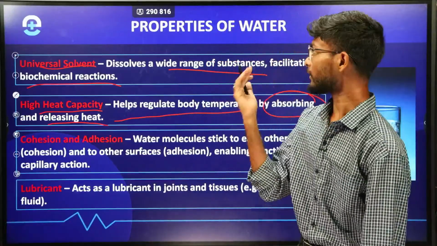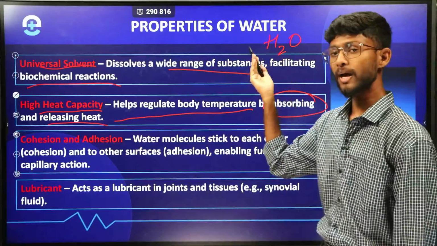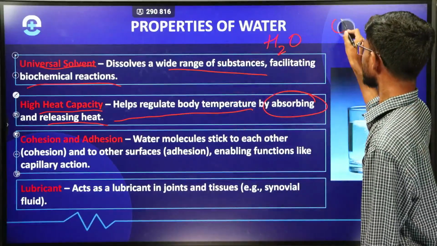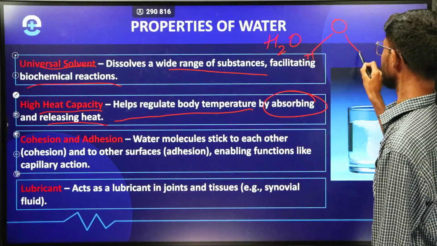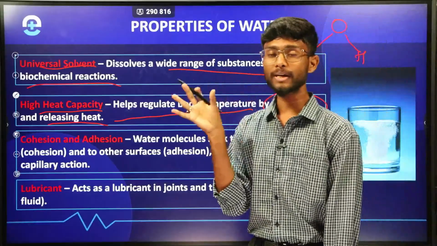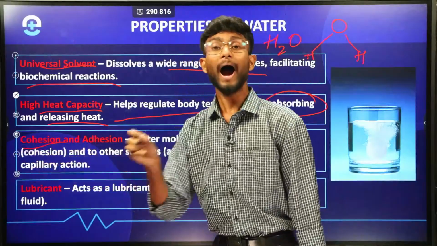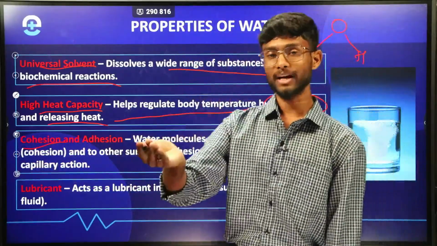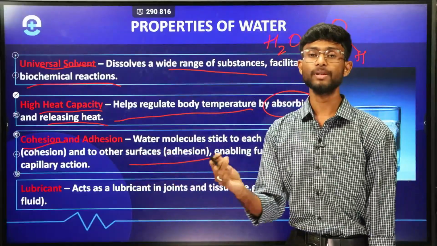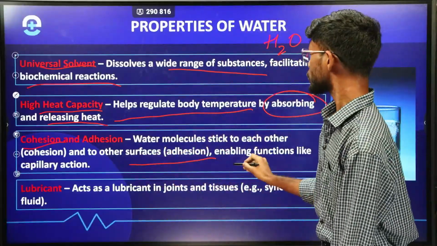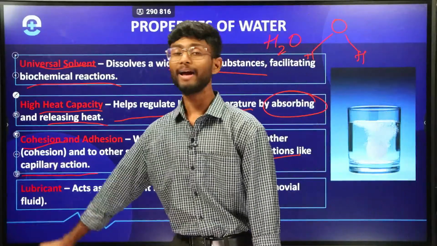Here water, for example H2O, you know that the chemical formula of water is H2O. This is one oxygen and two hydrogen atoms. Here the molecules will be sticking to each other. That is called cohesion. Adhesion means on the other surface, the molecule which will stick, that is adhesion. So it also enables functions like capillary action.